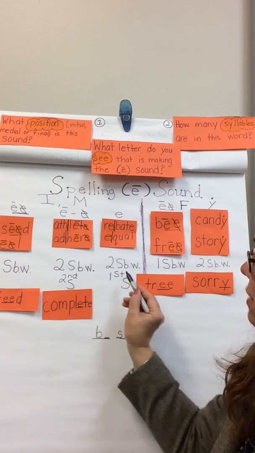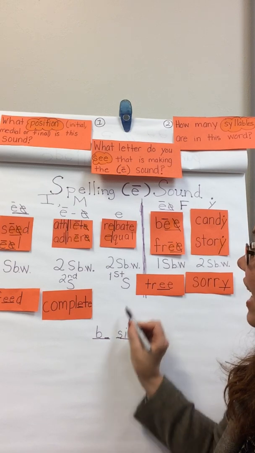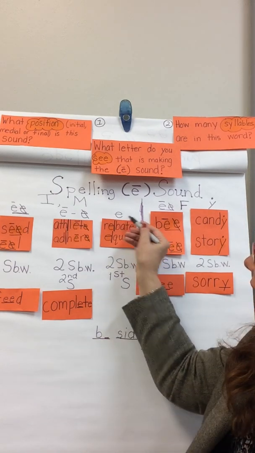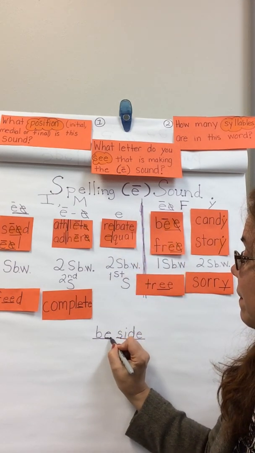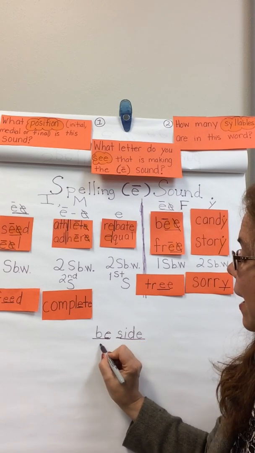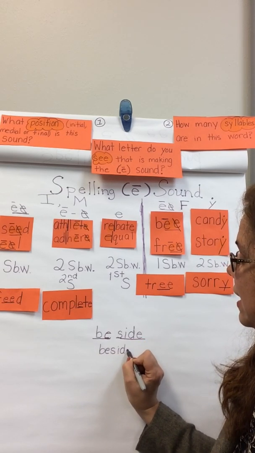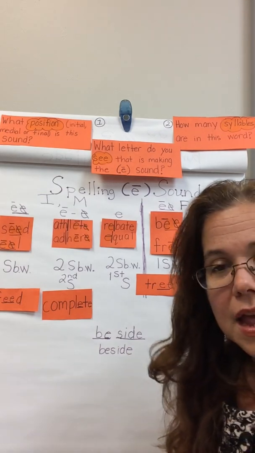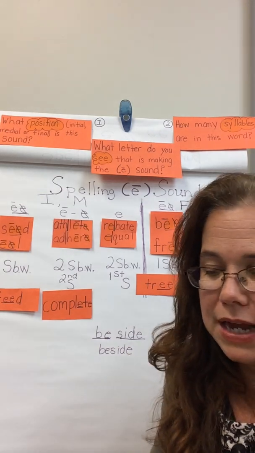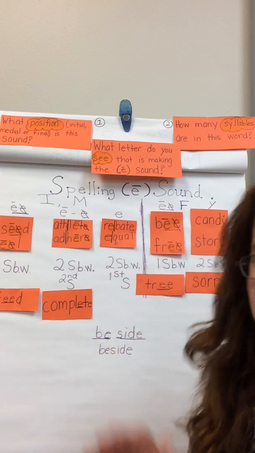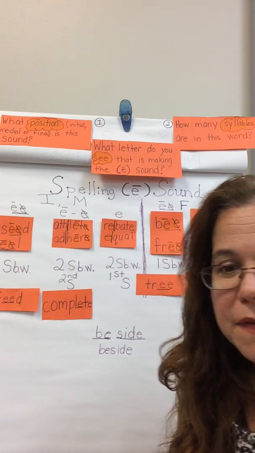Beside. 2 syllables. Where do I hear the E sound? I hear it in my first syllable. So it has to be an E. Beside. B-E-S-I-D-E. Okay. And I hope that this explains the 5 different ways to spell the E sound. Thank you.